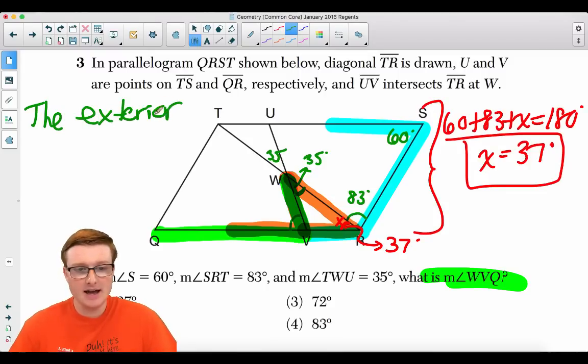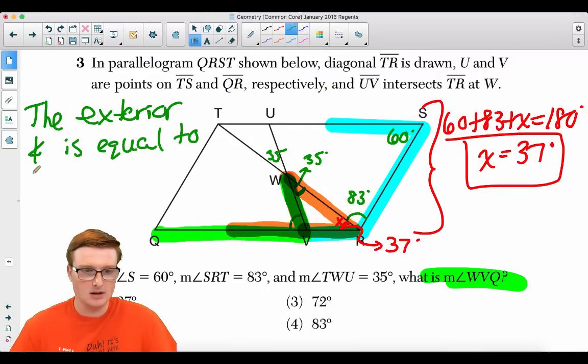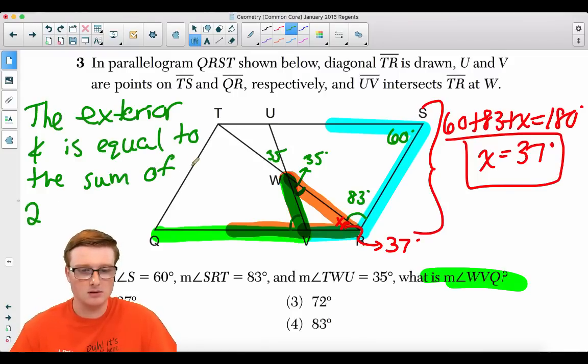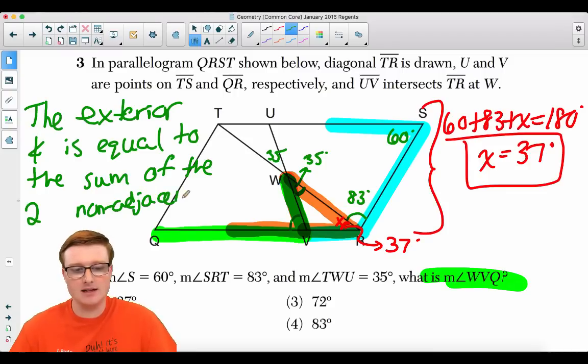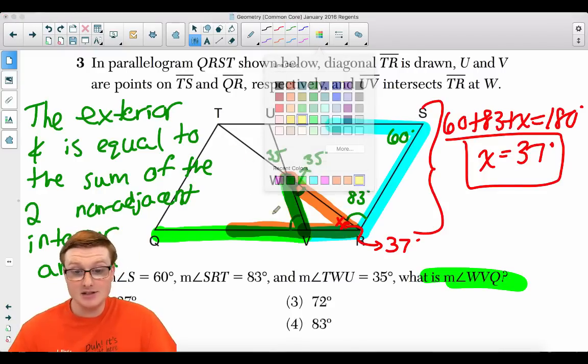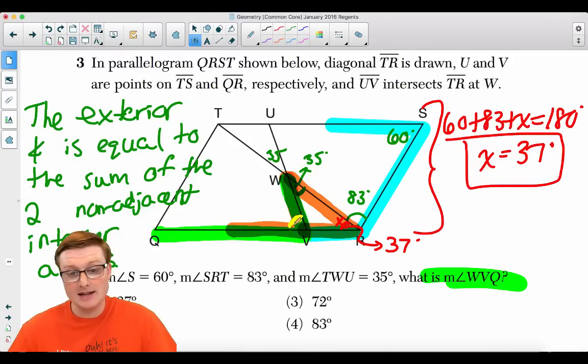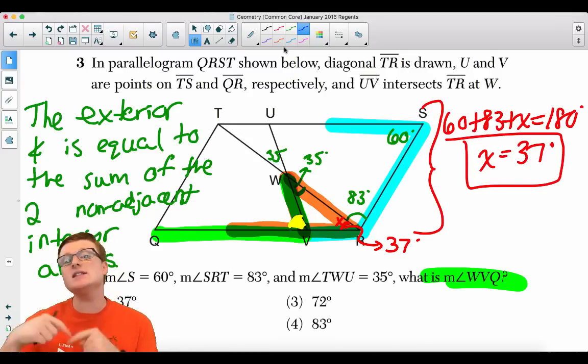The exterior angle is equal to the sum of the two non-adjacent interior angles. What in the world does that mean? Well, I'll be happy to tell you. This exterior angle right here, that yellow angle right there, is equal to the sum of the angles inside of the triangle that is not next to that angle.